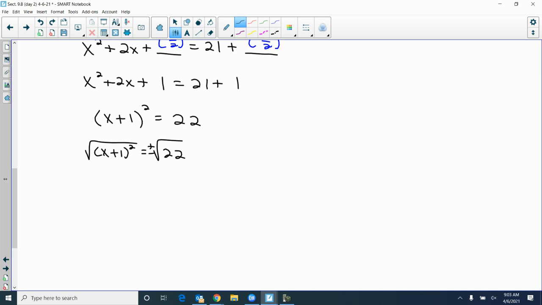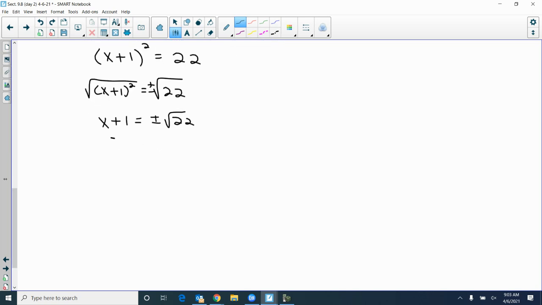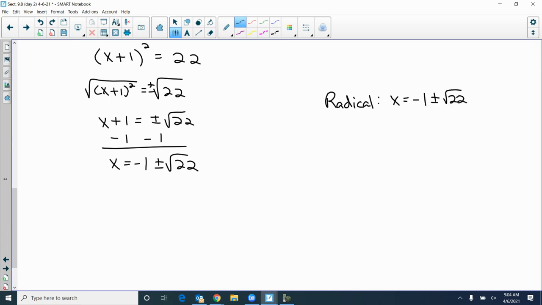So here's what we're going to do. I want to get this x by itself. So I'm just going to write this as x plus 1 equals plus or minus square root of 22. We're going to leave that. Subtract 1, and write x equals negative 1 plus or minus square root of 22. Down on the bottom below that problem where it says radical, put that as your radical answer, because it has the square root in it. So that's your radical answer.